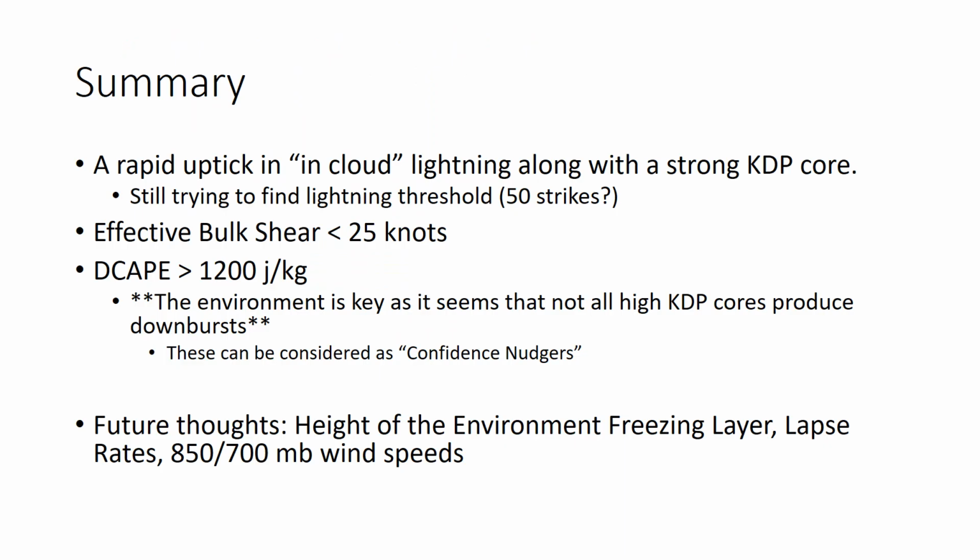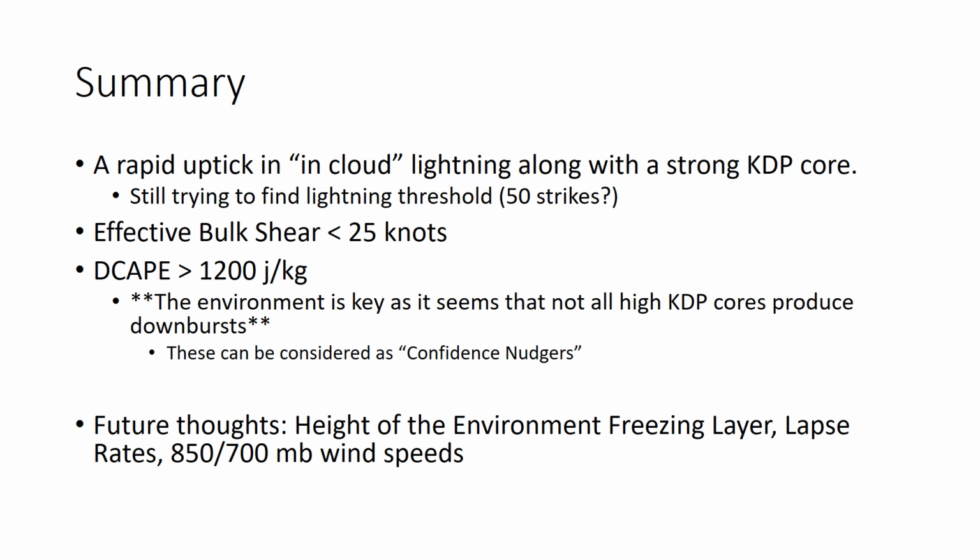In summary, a rapid uptick in cloud lightning, along with a strong KDP core, those are the main keys to being able to pick out a specific cell when trying to get an idea of what may or may not produce a downburst or a microburst.